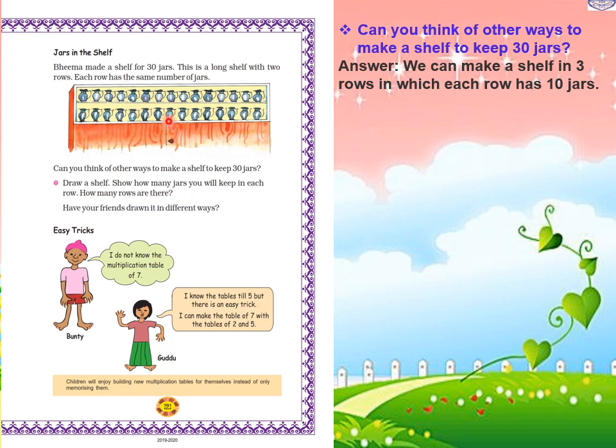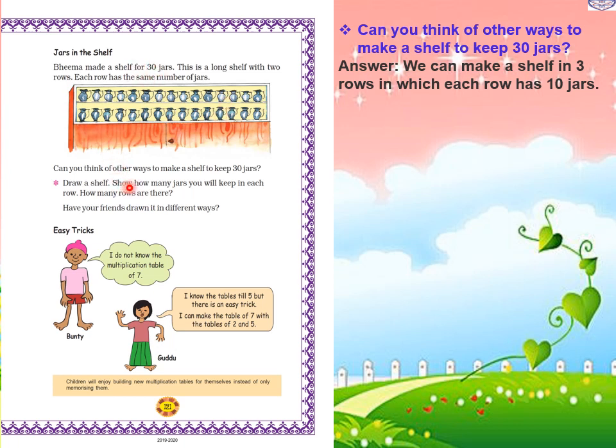Here Bima made 2 rows for 30 jars. So in one row how many jars are there? 1, 2, 3, 4, 5, 6, 7, 8, 9, 10, 11, 12, 13, 14, 15. In the first row 15, and in the second row also 15. So 15 plus 15 we will get 30 jars.